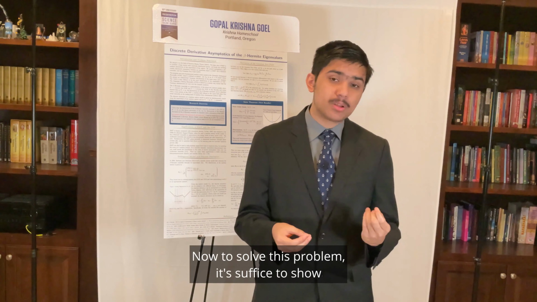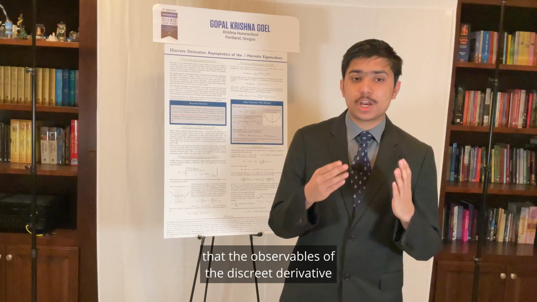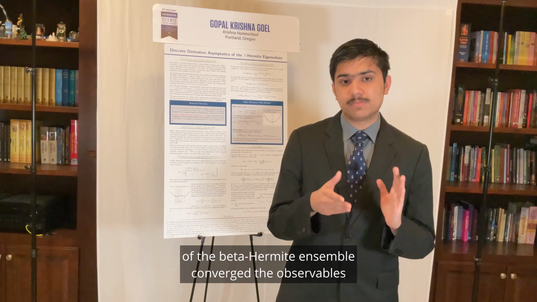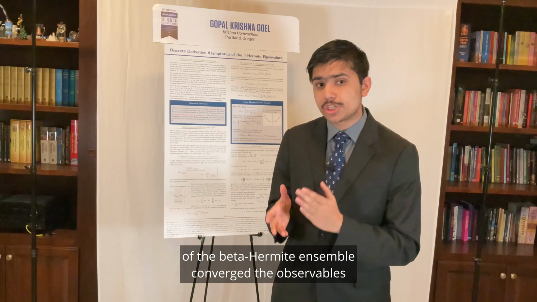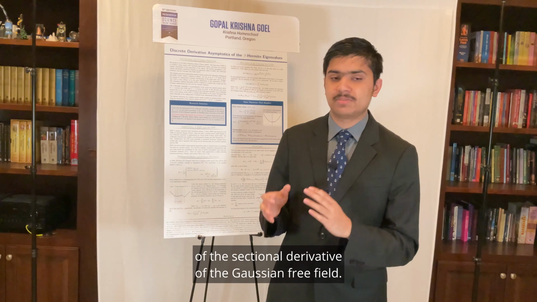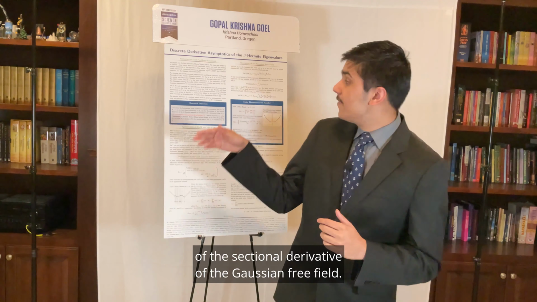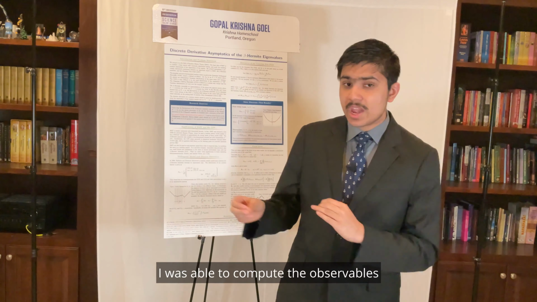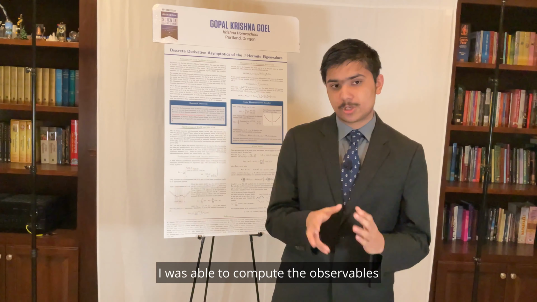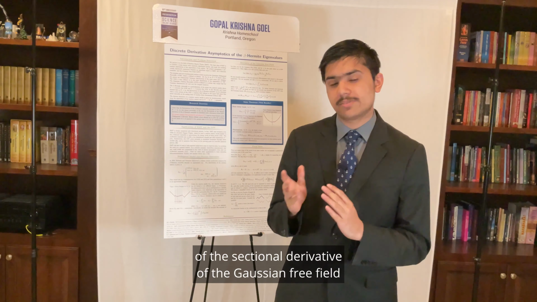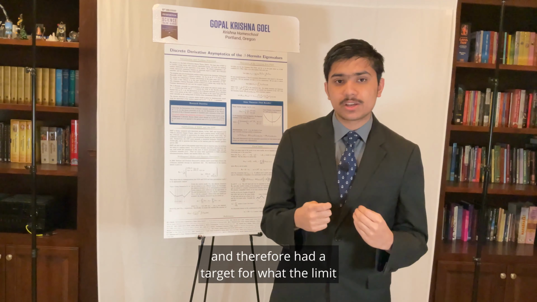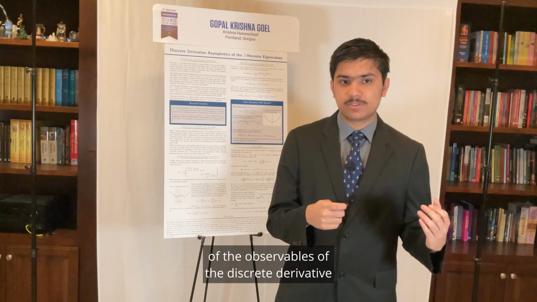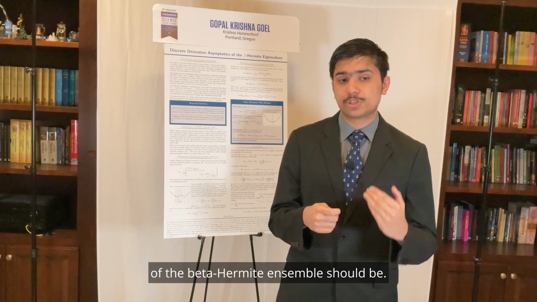Now, to solve this problem, it suffices to show that the observables of the discrete derivative of the beta-Hermite ensemble converge to the observables of the sectional derivative of the Gaussian free field. Now, by doing some analysis with the GFF, I was able to compute the observables of the sectional derivative of the Gaussian free field, and therefore had a target for what the limit of the observables of the discrete derivative of the beta-Hermite ensemble should be.